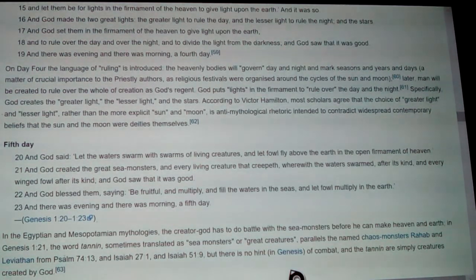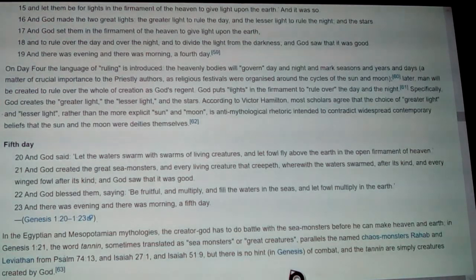Now, in the fourth day, the language of ruling is introduced, and the heavenly bodies will govern day and night by marking seasons, years, and days, a matter of crucial importance to the priestly authors, as religious festivals were organized around the cycles of the sun and the moon, and certain times of the year are marked on zodiacal lines. So here we get the idea of having those circular stones and the setup and the lines and the lineation, trying to keep up with years.